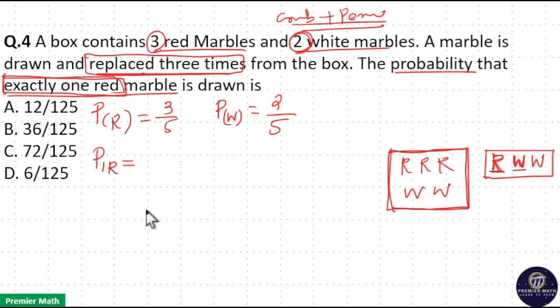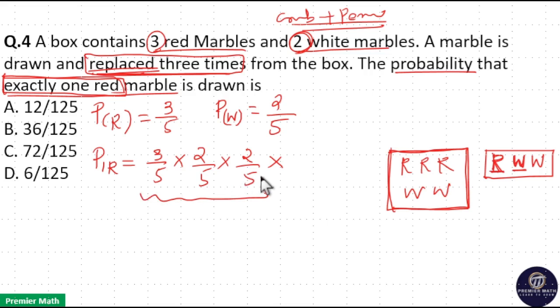Consider you are taking red outside. So the probability is 3 by 5. Again you are taking white outside, so 2 by 5. Again taking white, so 2 by 5 again. Here the probability of white will not change because this is replacement. But this is not our answer. This is just the selection of 3 marbles.